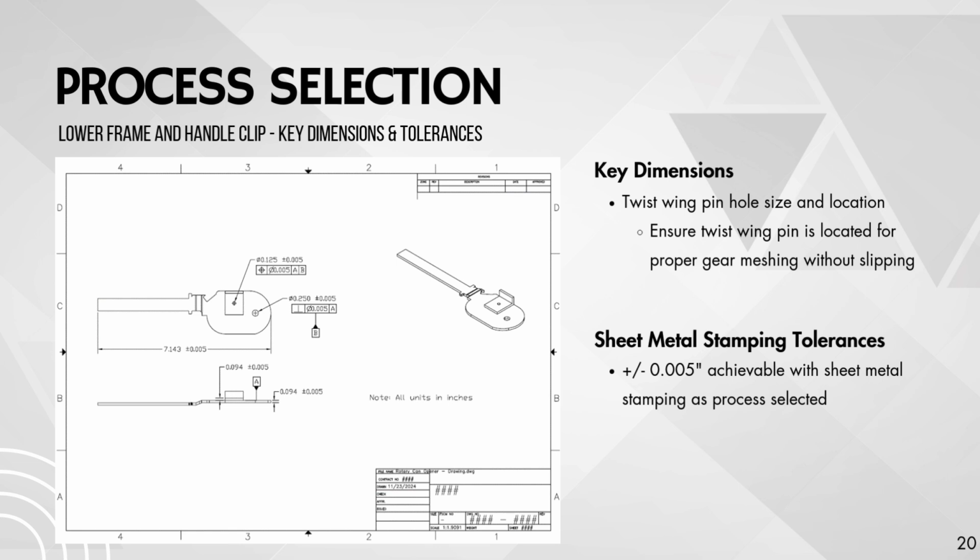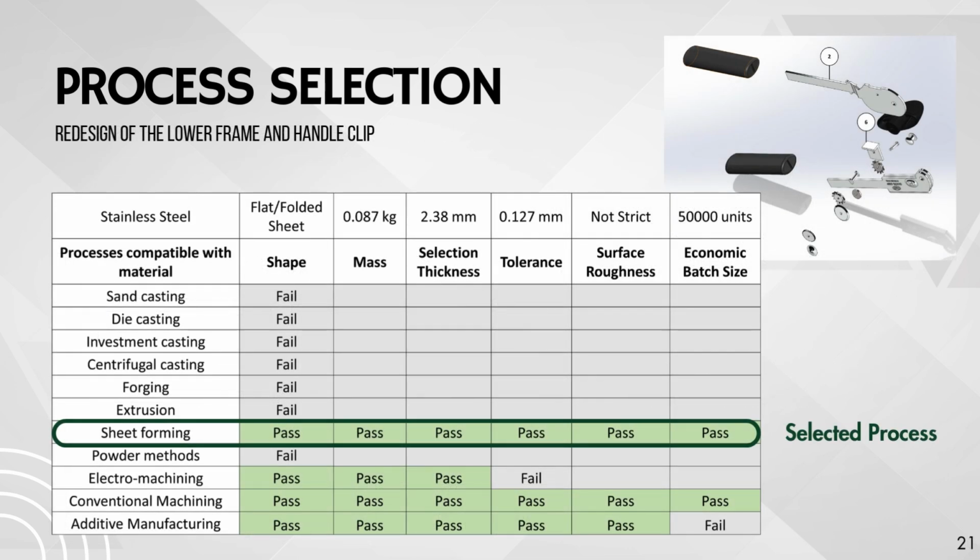The hole is also sized accordingly for the twist wing pin to slide through it and tolerance at a plus or minus 5,000ths, which will ensure a good fit with the twist wing pin that will rotate properly. Between conventional machining and sheet forming, we selected the latter.